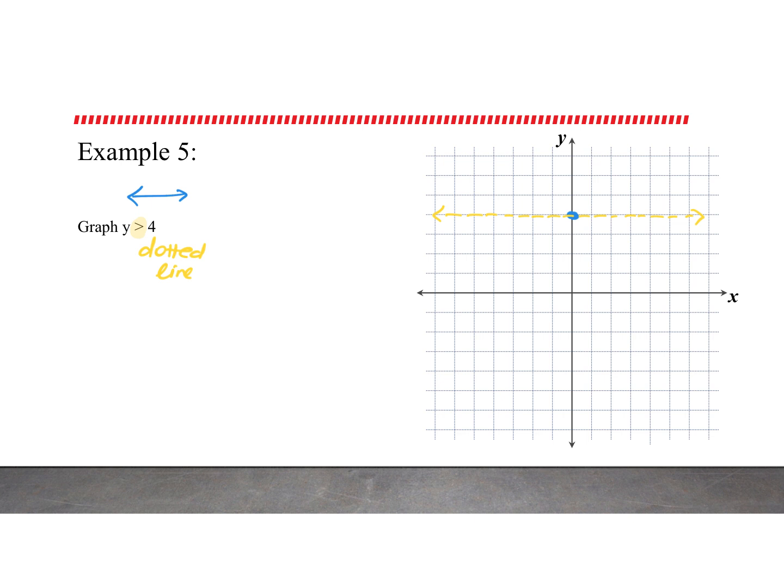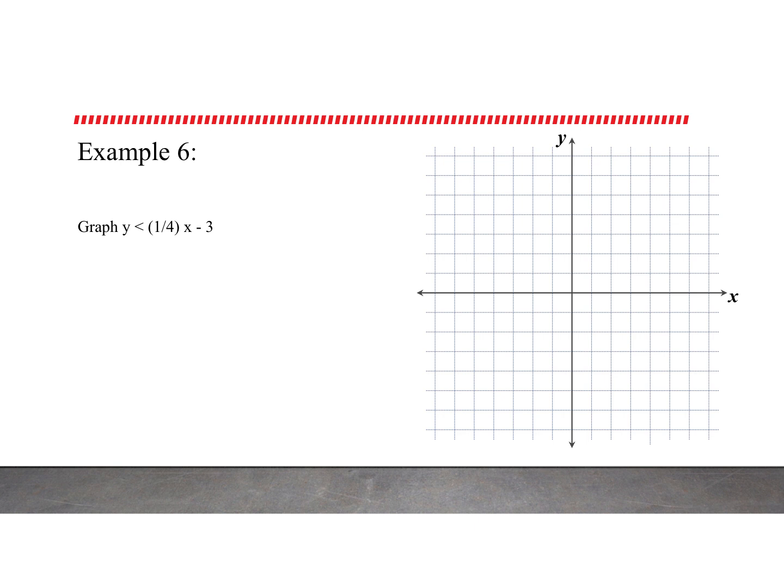And then for our test point, we can pick something either above or below. Let's try this one. This is the test point 0, 2. So we go back to our original equation, plug in 2 for the y. Notice there's nowhere to put the x, and that's okay. 2 is not bigger than 4. This is false. So we are going to shade on the opposite side of our boundary line.